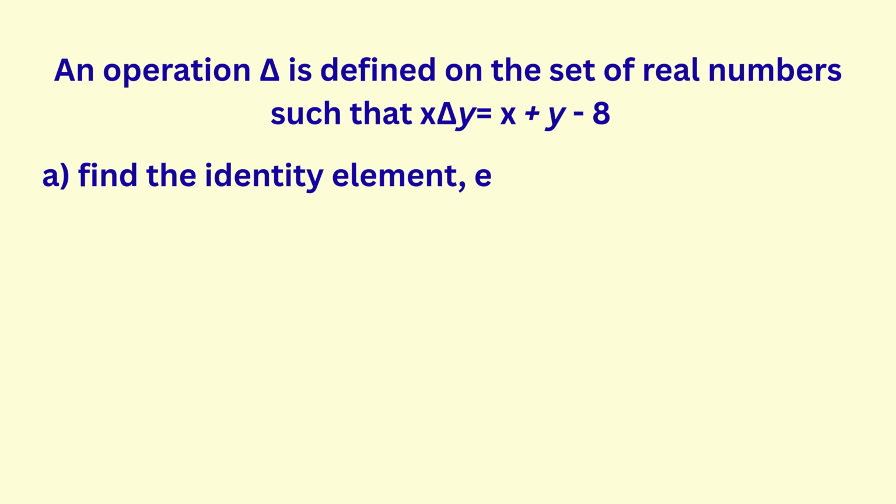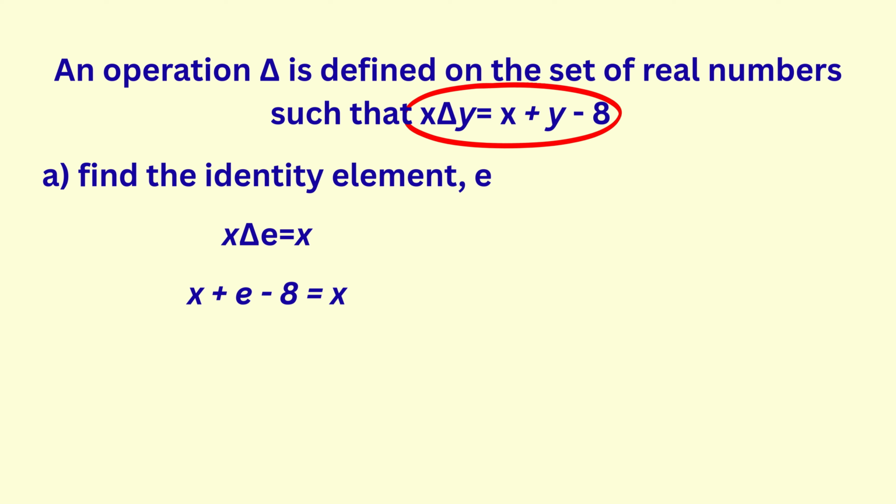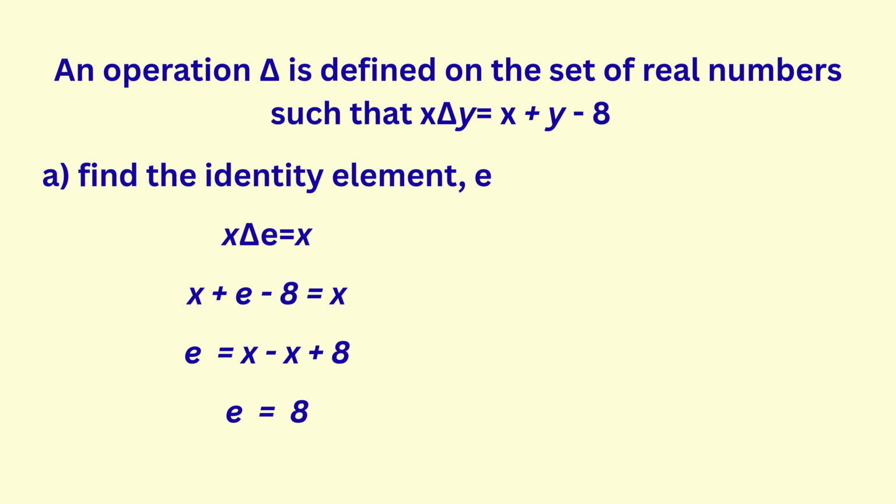To find the identity element e, we use the fact that any element x combined with e should leave x unchanged. So x delta e equals x. Substitute e for y into the equation, and we get x plus e minus 8 equals x. To solve for e, we group all the terms to the right-hand side except for e. So we get e equals 8.